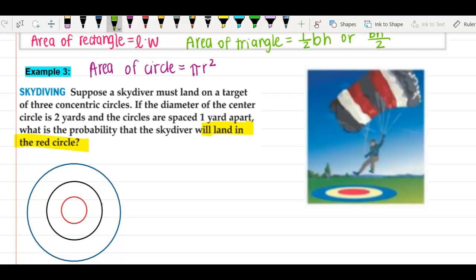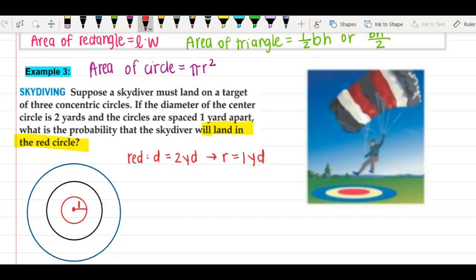So we can label. All right, so it says we have concentric circles, which means that they all have the same center but a different radius. We want, if the diameter of the center circle is 2 yards, so let's think. The center circle, the red, I'll put this in red. The red has a diameter of 2 yards, which means its radius is 1 yard, because we're worried about radius because we're talking about, what's it called?